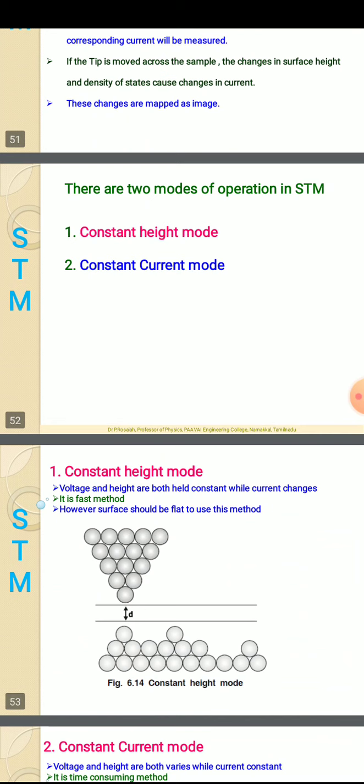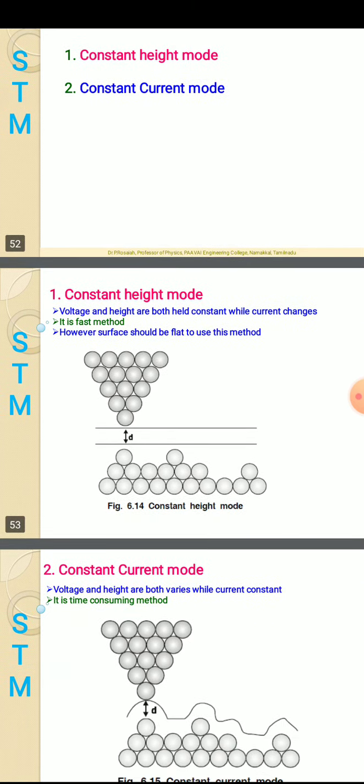Constant height mode: constant height in the sense that the end of the tip and the surface of the sample height should be constant, but there will be changes in current. Voltage and height are both held constant while the current changes, and it is also the fast method.